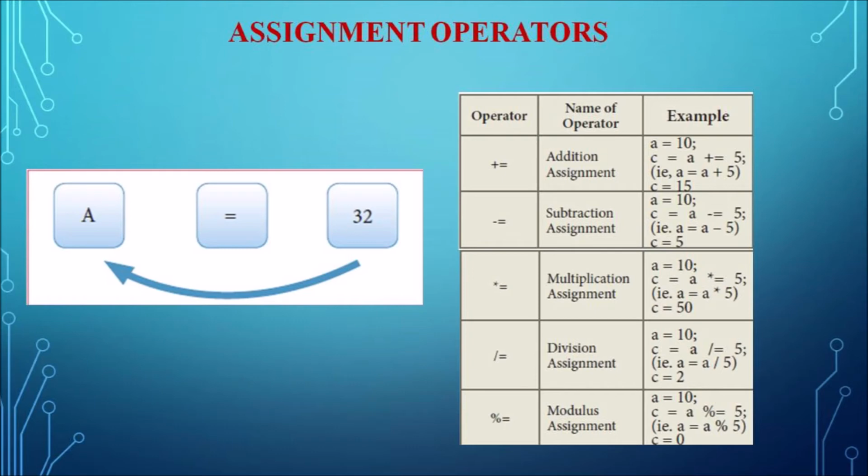It is also a binary operator because it uses two operands, that is both the value as well as the variable. It needs two operands, that's why it comes under the binary operator.